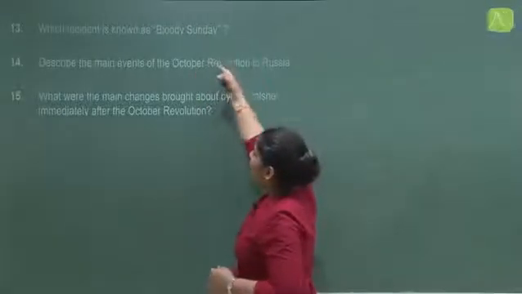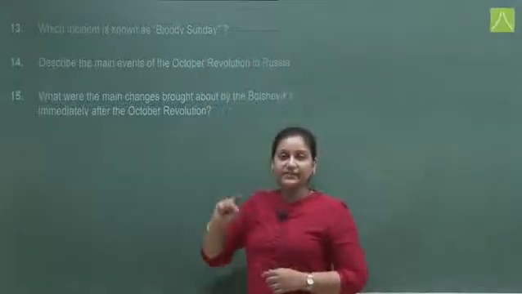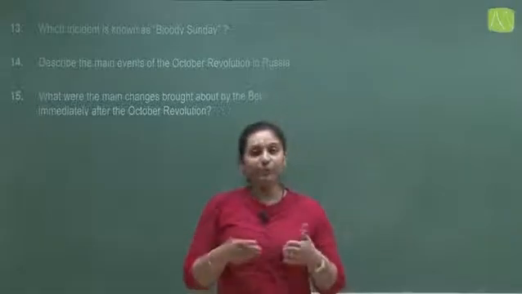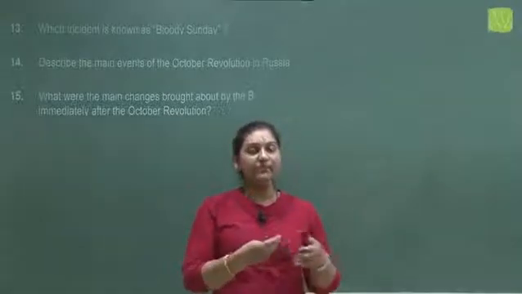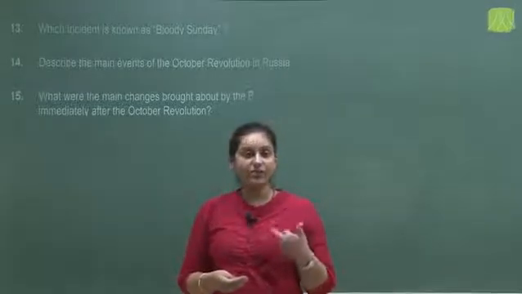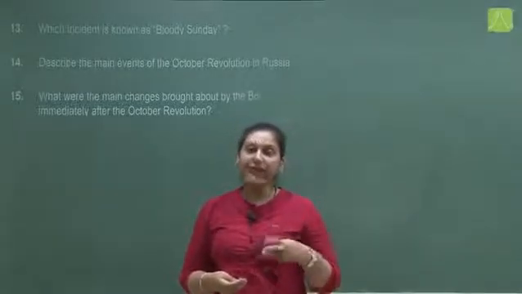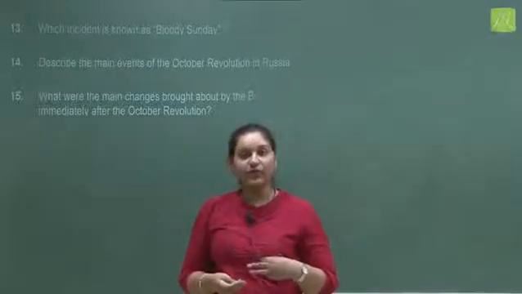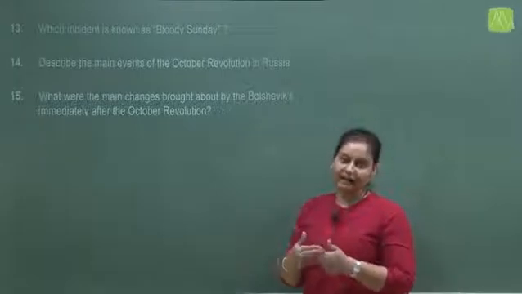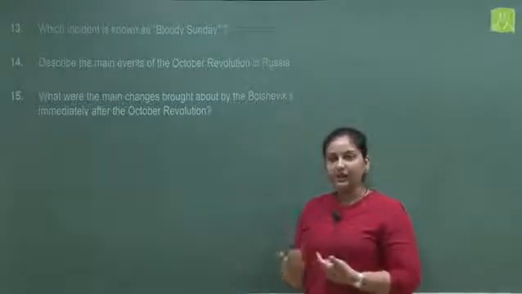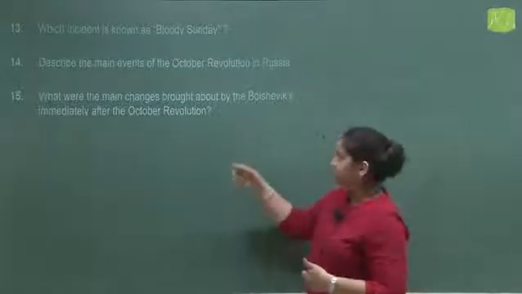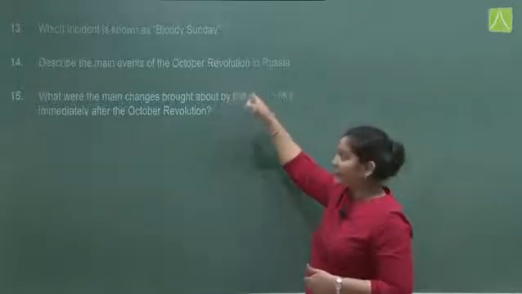Which incident is known as Bloody Sunday? The incident of 1905 is known as Bloody Sunday, when Father Gapon was leading a group of members to the Winter Palace to demand 3 rights or 3 demands. First one was working conditions to be improved, better wages, and lessen numbers of working hours. This incident, when the Tsar started attacking the unarmed people, and murdered 100 people and 300 were wounded, is known as Bloody Sunday.